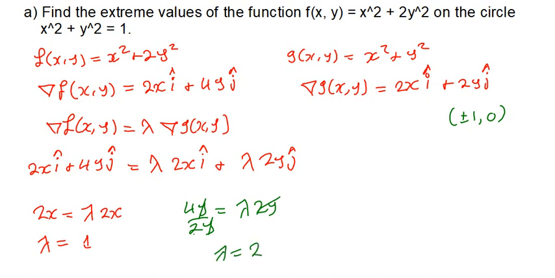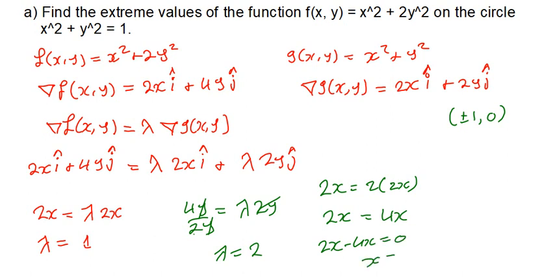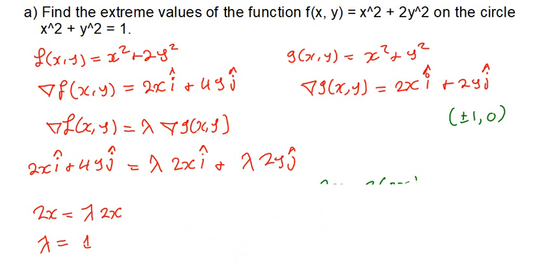So now if I come here, I substitute. Let me see if I'm going to get something cool. Okay, yeah, if we say 2x is equal to, my lambda is 2, so it's 2 multiplied by 2x, we get 2x will be equal to 4x. You bring it to the other side, so your 2x minus 4x is equal to 0, of which your x is going to be equal to 0.